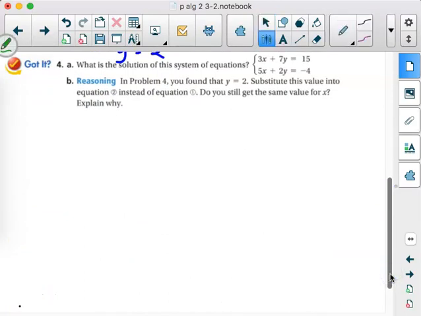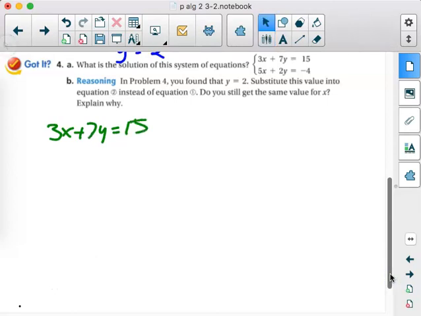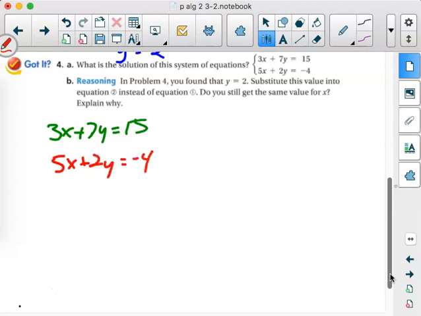We've got 4a says 3x plus 7y equals 15, and then 5x plus 2y equals negative 4. So the first thing I do is ask myself, is this a good substitution problem? Is there an x or a y that's kind of all by itself? The answer is no. So probably better to do this one by the elimination method we were just using.